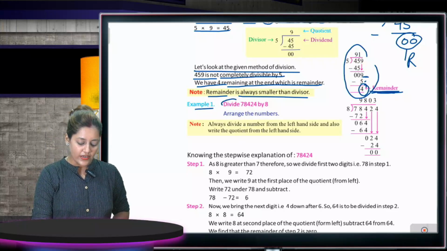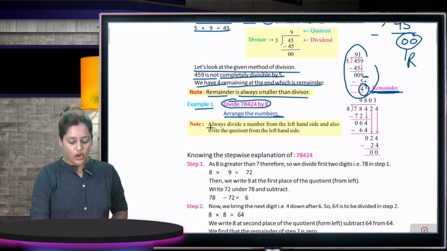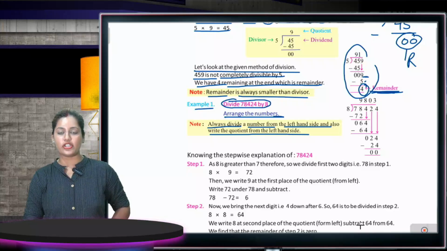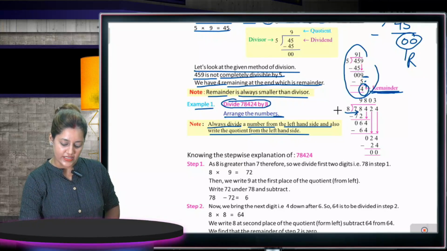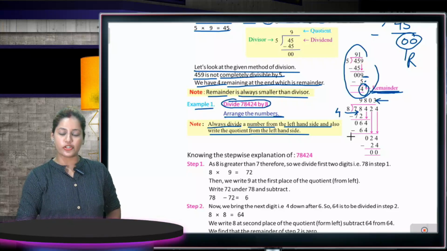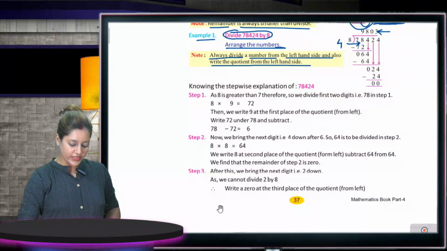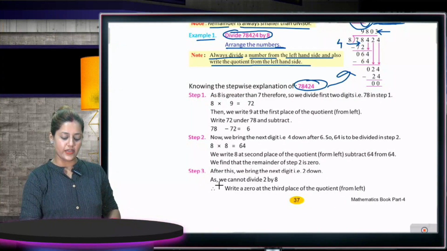Divide 7842 by 8. Arrange the numbers. Always divide a number from the left hand side and always write the quotient from the right hand side. Means you have to divide from this side, that is the left hand side, and you have to write the quotient from the right side. Next is knowing the stepwise explanation of 7842, that is given here.